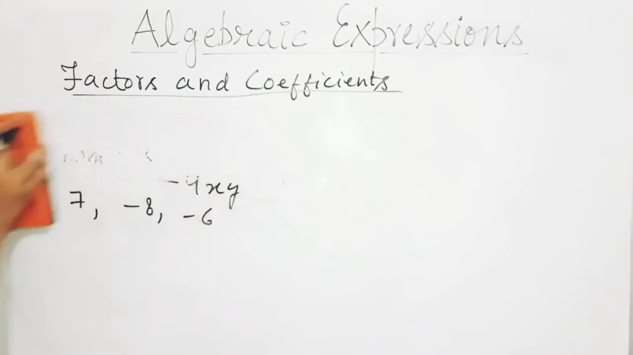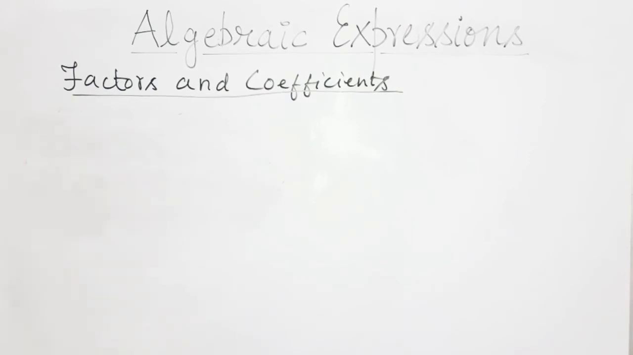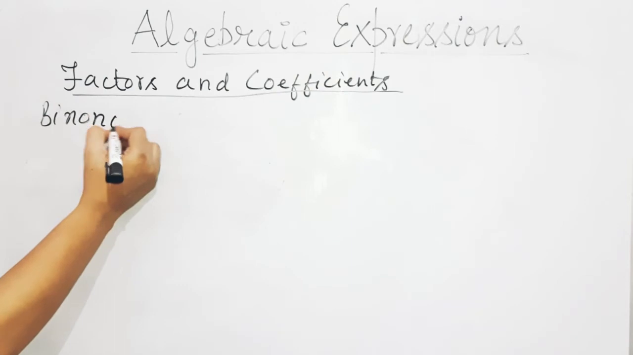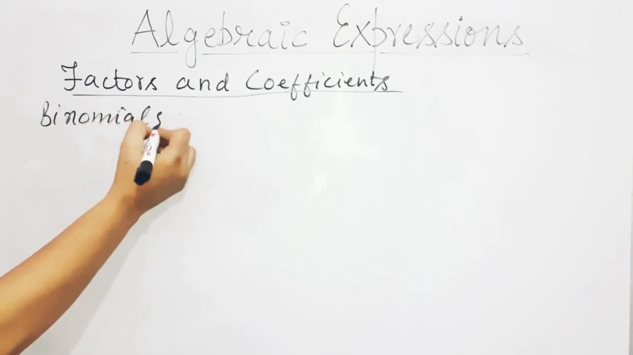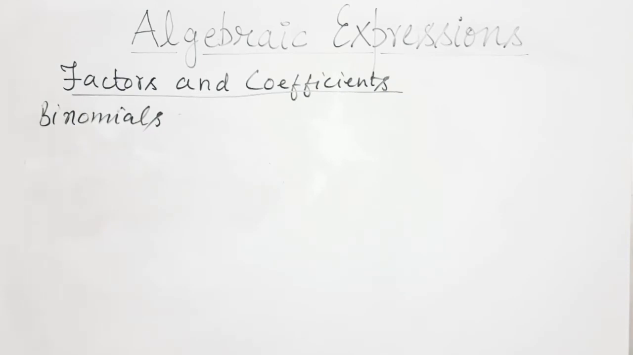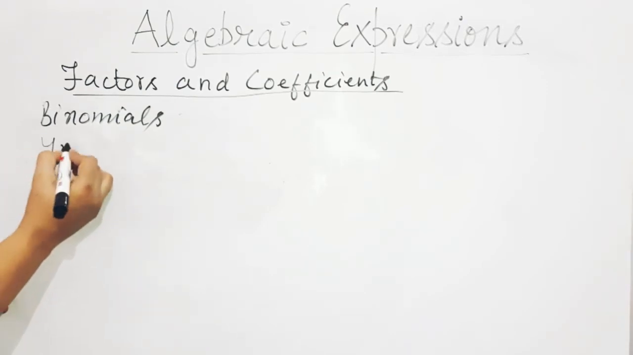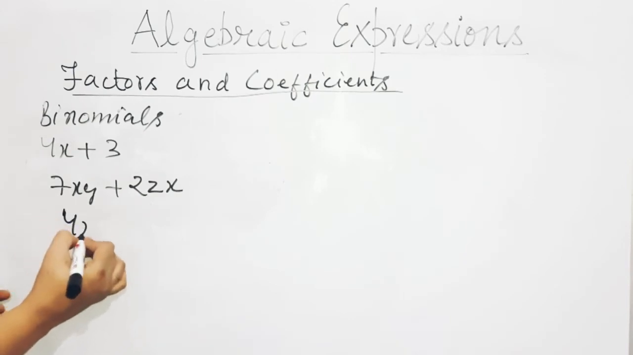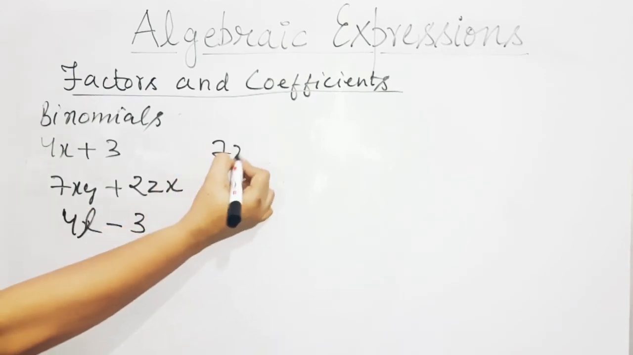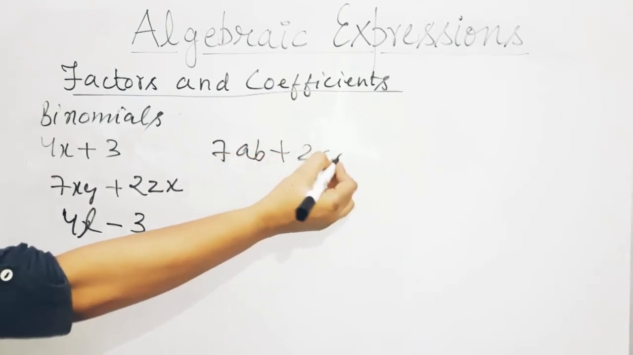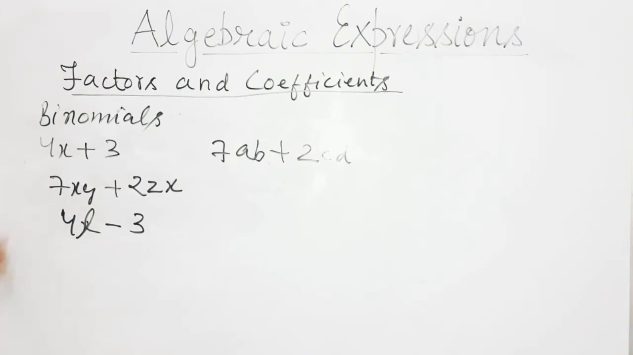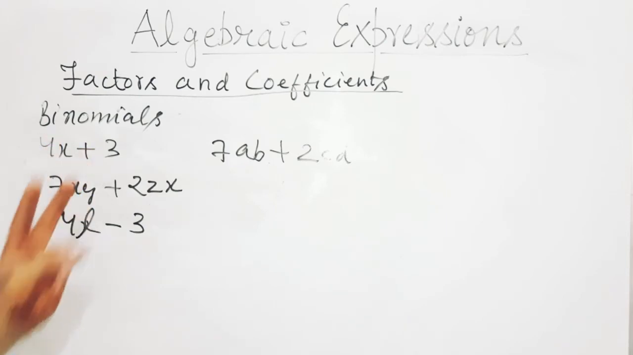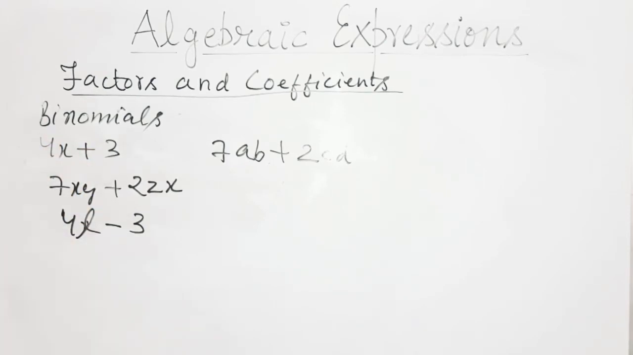Now let me explain you about binomials. Bi means, if you know the answer you can comment down in the comment section. Bi means two. So binomials must be containing how many terms in the algebraic expression? There will be two terms. So an algebraic expression containing two terms is called a binomial. So it can be like that: 4x plus 3, 7xy plus 2zx, 4l minus 3, 7ab plus 2cd. So in all the algebraic expressions, what we can see? They all are having how many terms? Two terms are there. So an algebraic expression containing two terms is called a binomial. I hope you must have understood about binomial.